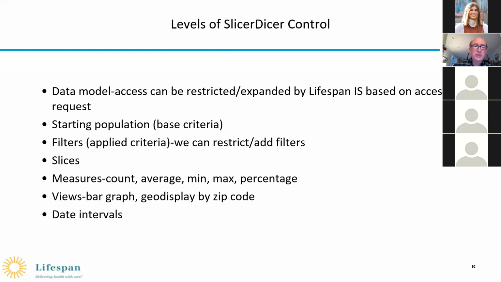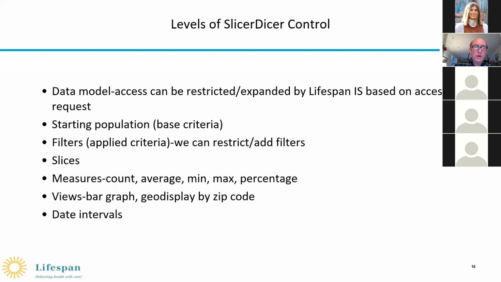Once you've decided on your model, you need to start with the base population, the starting population, and then you apply filters and you slice those filters, meaning if you want to compare values from a particular filter, you can do that. And again, we'll see that in a second. There are different measures that are available depending upon the filter that you're talking about and the model you're talking about. So not all measures are available in all situations.